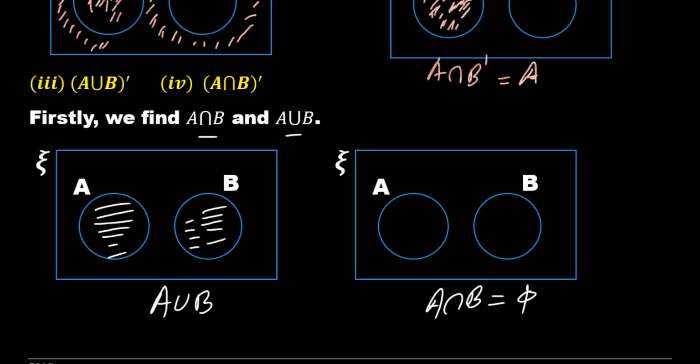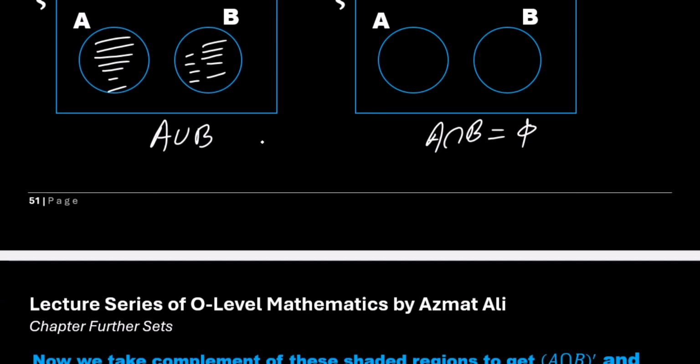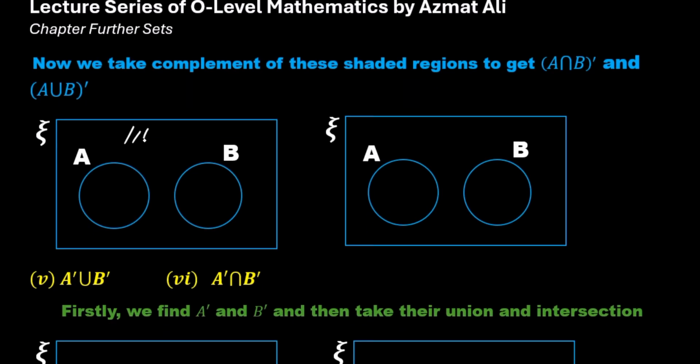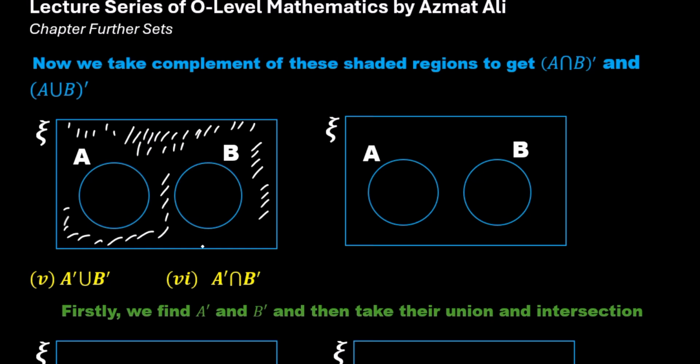Now when you take the complement of the union, the complement is the non-shaded area that you can see here, the area outside both of the circles and inside the rectangle. So this is my complement of A union B here.